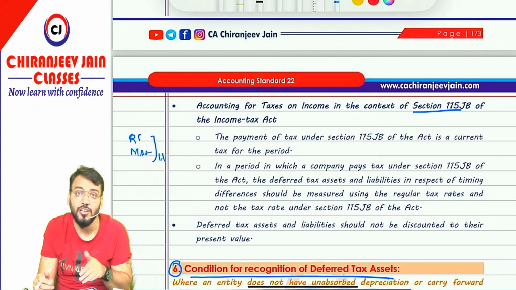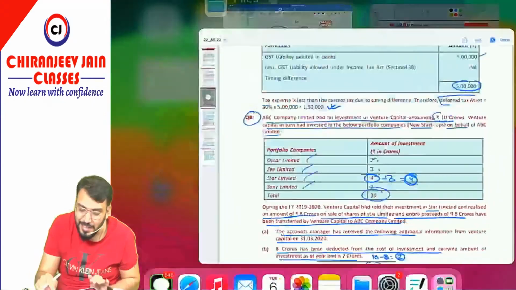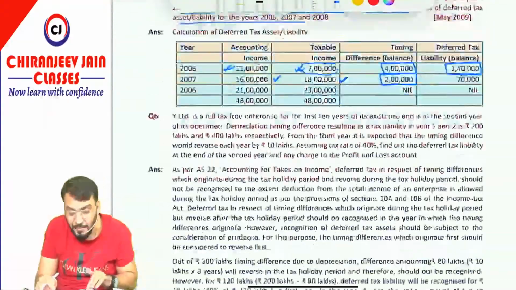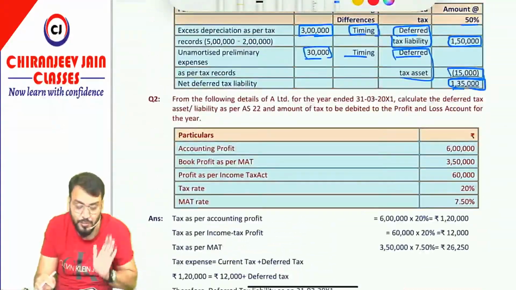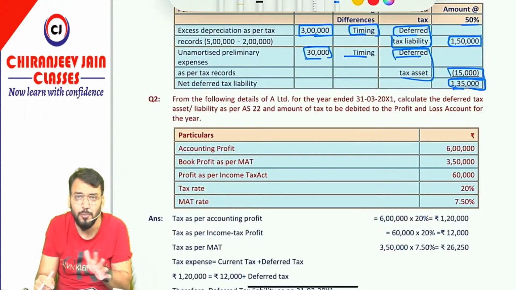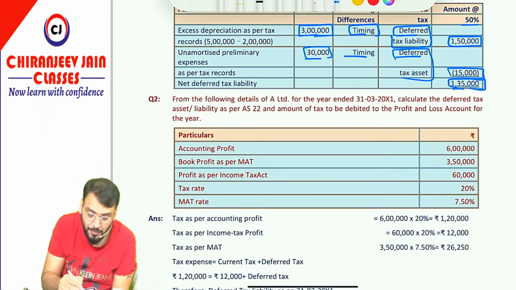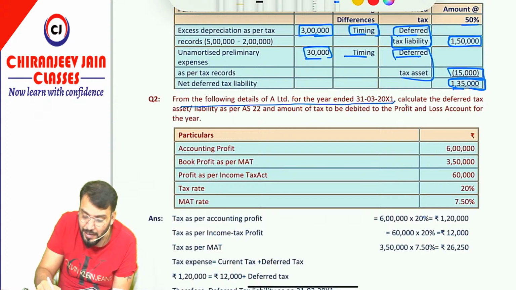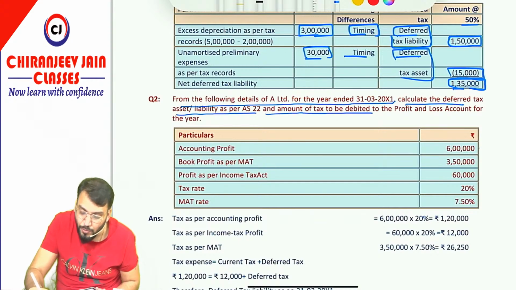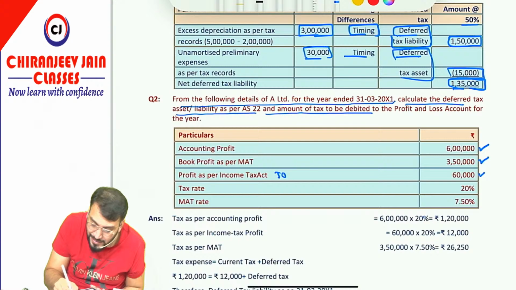So in that case, how do we calculate deferred tax? I will take one question because this question has been asked in the exam, therefore it can be repeated. But from my point of view, this type of question should not be asked in the exam. CA Inter exam: from the following details of A Limited for the year ended 31st March 2001, calculate the deferred tax asset or liability as per AS 22 and the amount of tax debited to the P&L account. They have given accounting profit 6 lakh, book profit as per MAT, and profit as per the Income Tax Act. This is actually the taxable income.